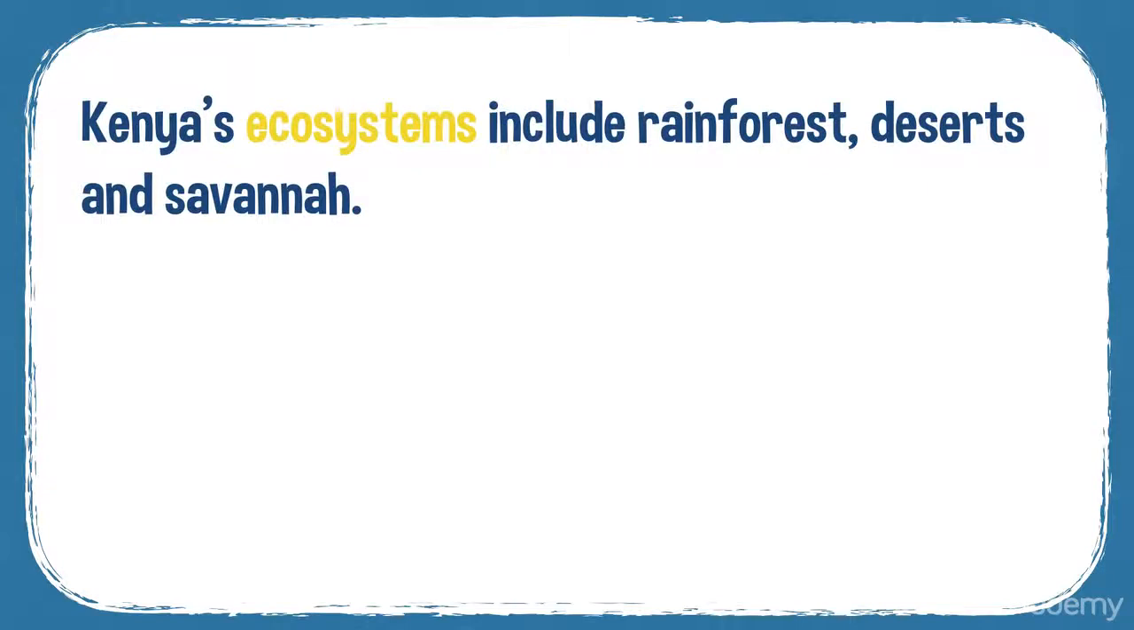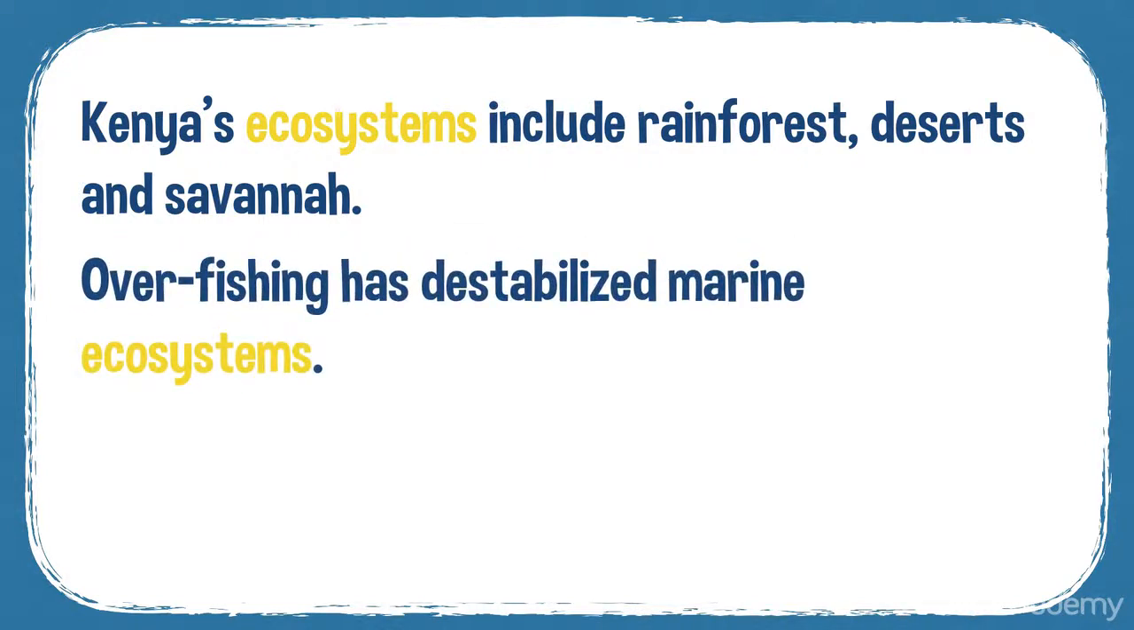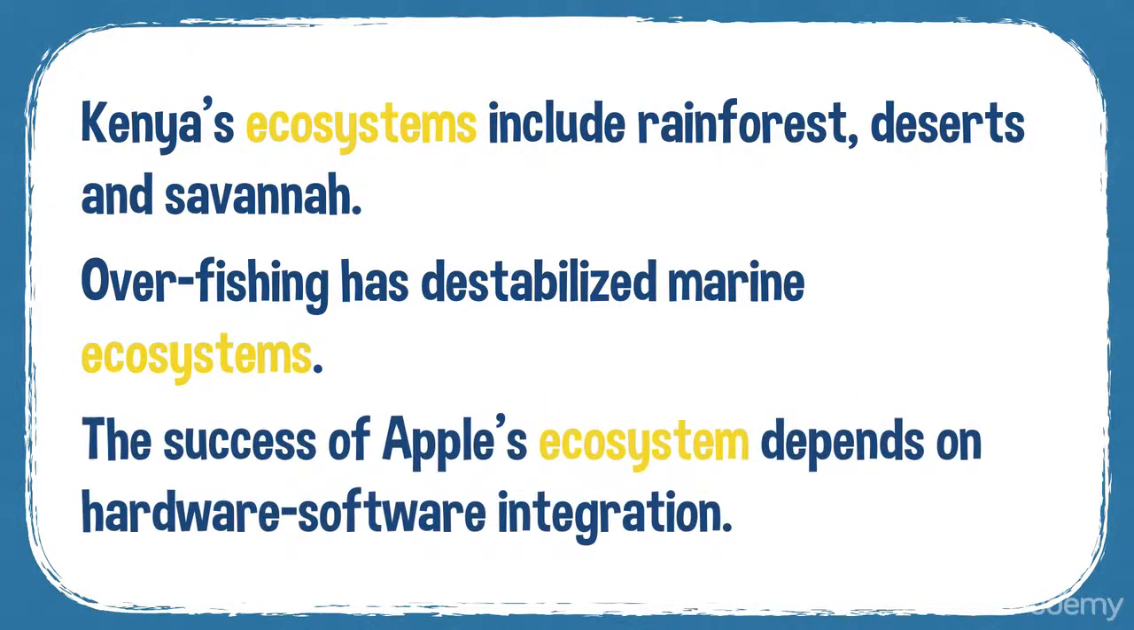Here's some examples. Kenya's ecosystems include rainforest, deserts, and savanna. Overfishing has destabilized marine ecosystems. Here's one that's a wider use of the word ecosystem, to do with Apple. The success of Apple's ecosystem depends on hardware-software integration.